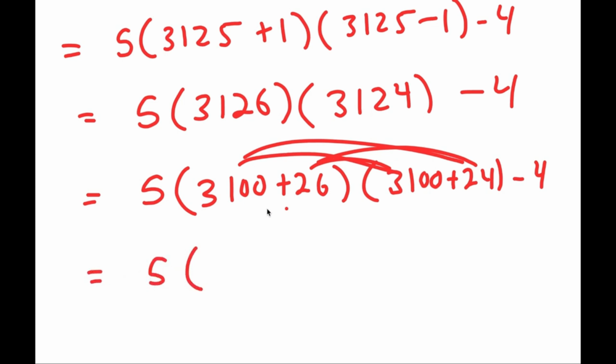So now I get 5 times, and what I'm going to do again is rewrite 3,100 as 31 times 100. So now it's just even smaller. So I have this plus 26.